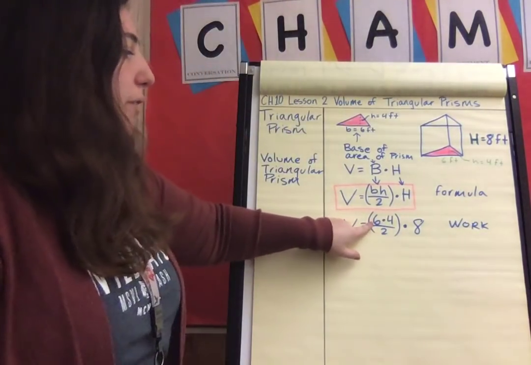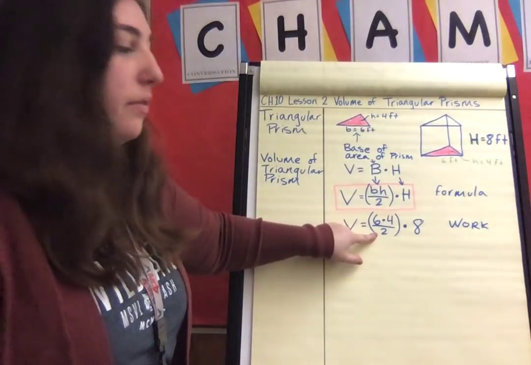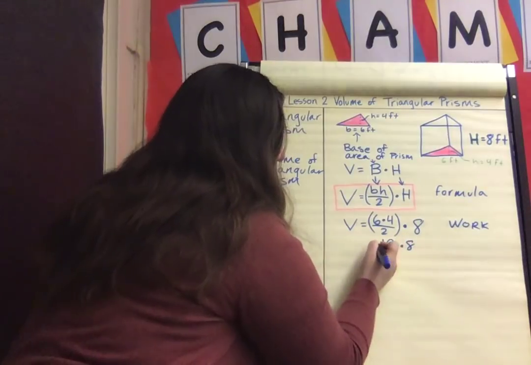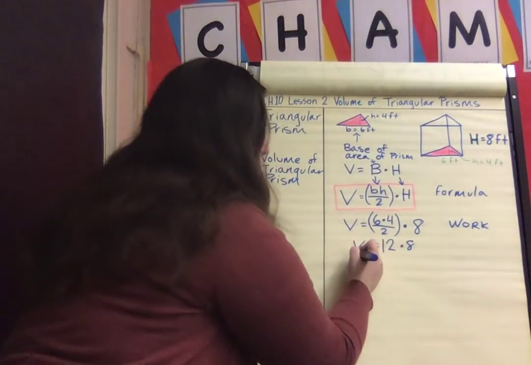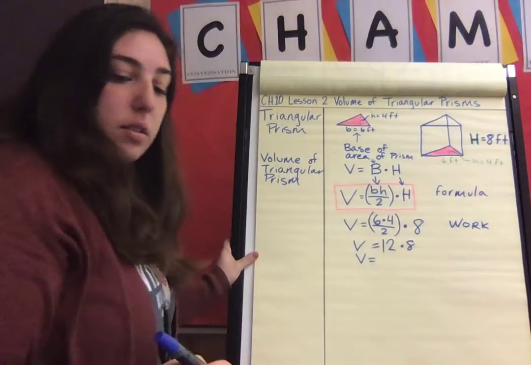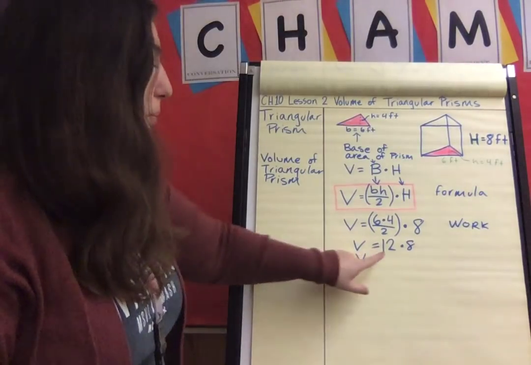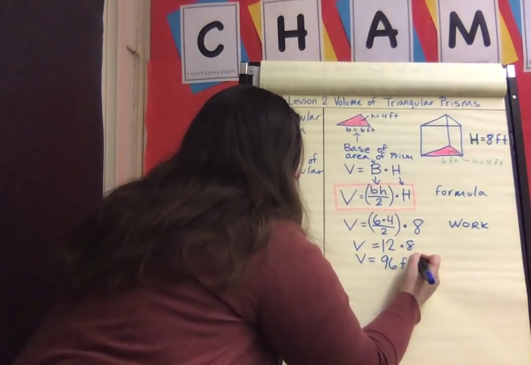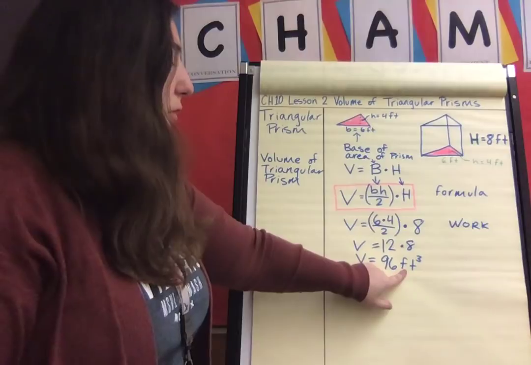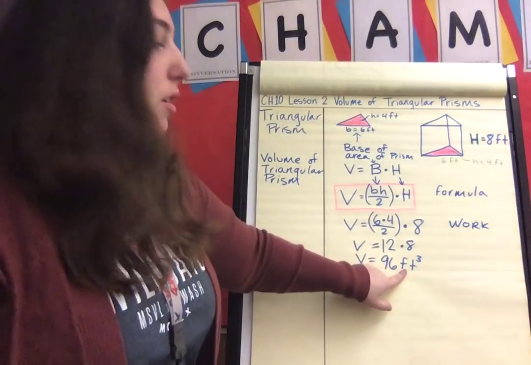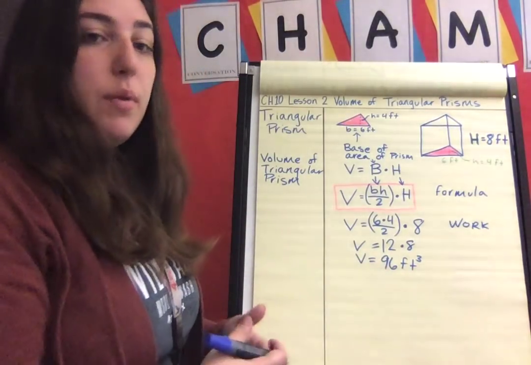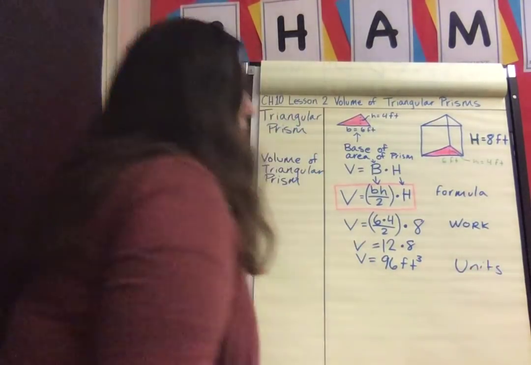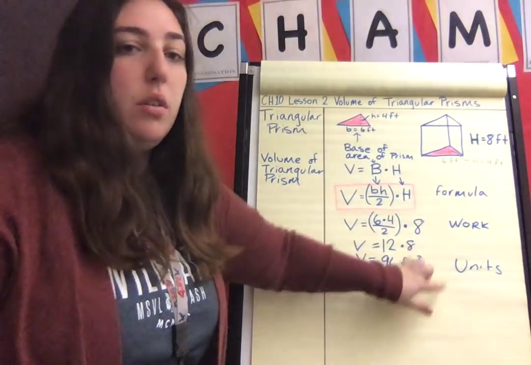6 times 4 is 24, divided by 2 is 12, times 8. So our volume equals 96 feet cubed, because 12 times 8 is 96. And notice that I did not forget my units. Feet cubed. This is the units that we have for volume. Okay, so formula, work, units.